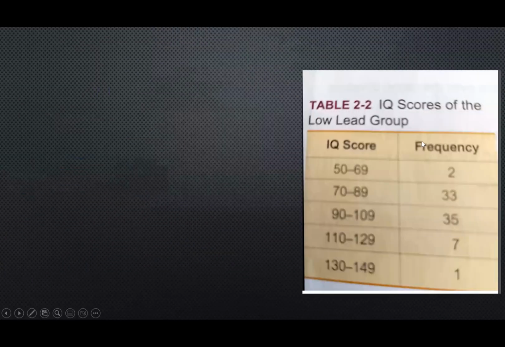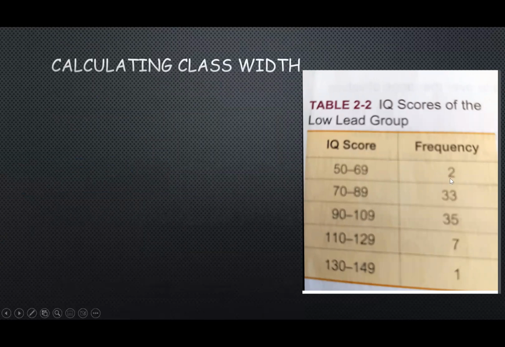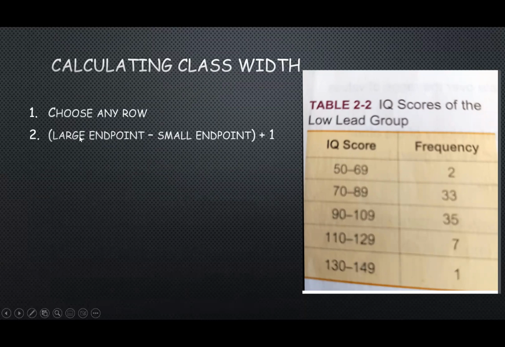Okay, here's our frequency distribution table again. How do we calculate the class width? Well, we choose any row, and we do the large endpoint minus the small endpoint plus 1. So 89 minus 70 is 19, and 1 more makes 20. So 89 minus 70 plus 1 is 20. So the class width in this case would be 20, and that's the case for all of them.